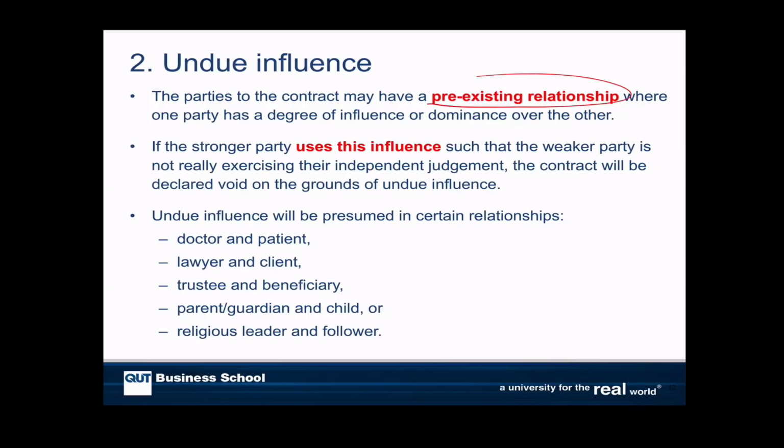Now, in undue influence, we have a pre-existing relationship, right? That's critical. You can only have undue influence where there's a pre-existing relationship, where one party has influence or dominance over the other. And then they use this influence such that the party is not really exercising independent judgment. Now, what happens is there's 2 situations. The first situation is that in some relationships, it's presumed that you have this influence. So, doctor-patient, lawyer-client, trustee-beneficiary, parent-child, religious leader-follower. So you can see this issue of one party being able to take advantage of the other party. There's a kind of fiduciary relationship here. Now, if we're in one of these relationships, it's presumed you have undue influence.